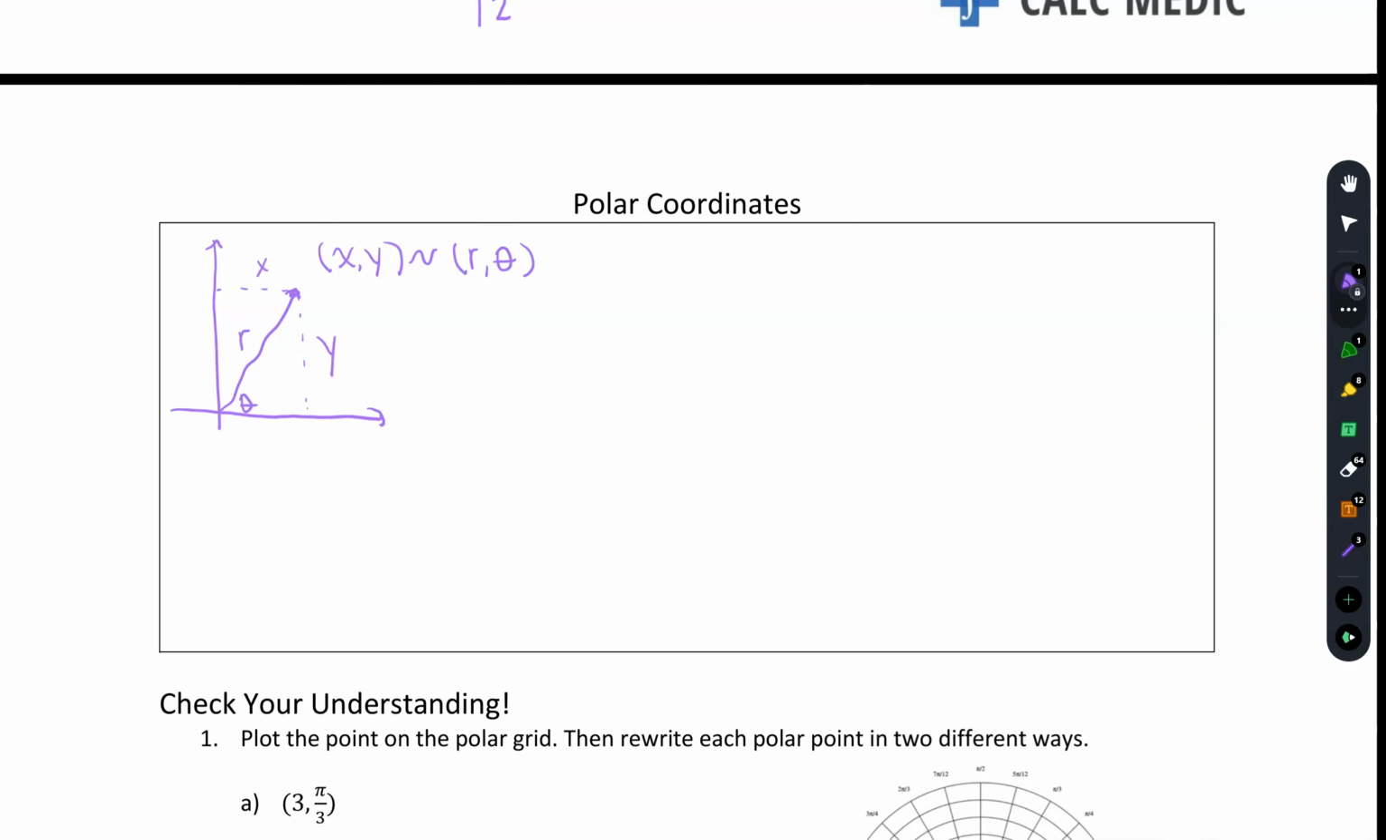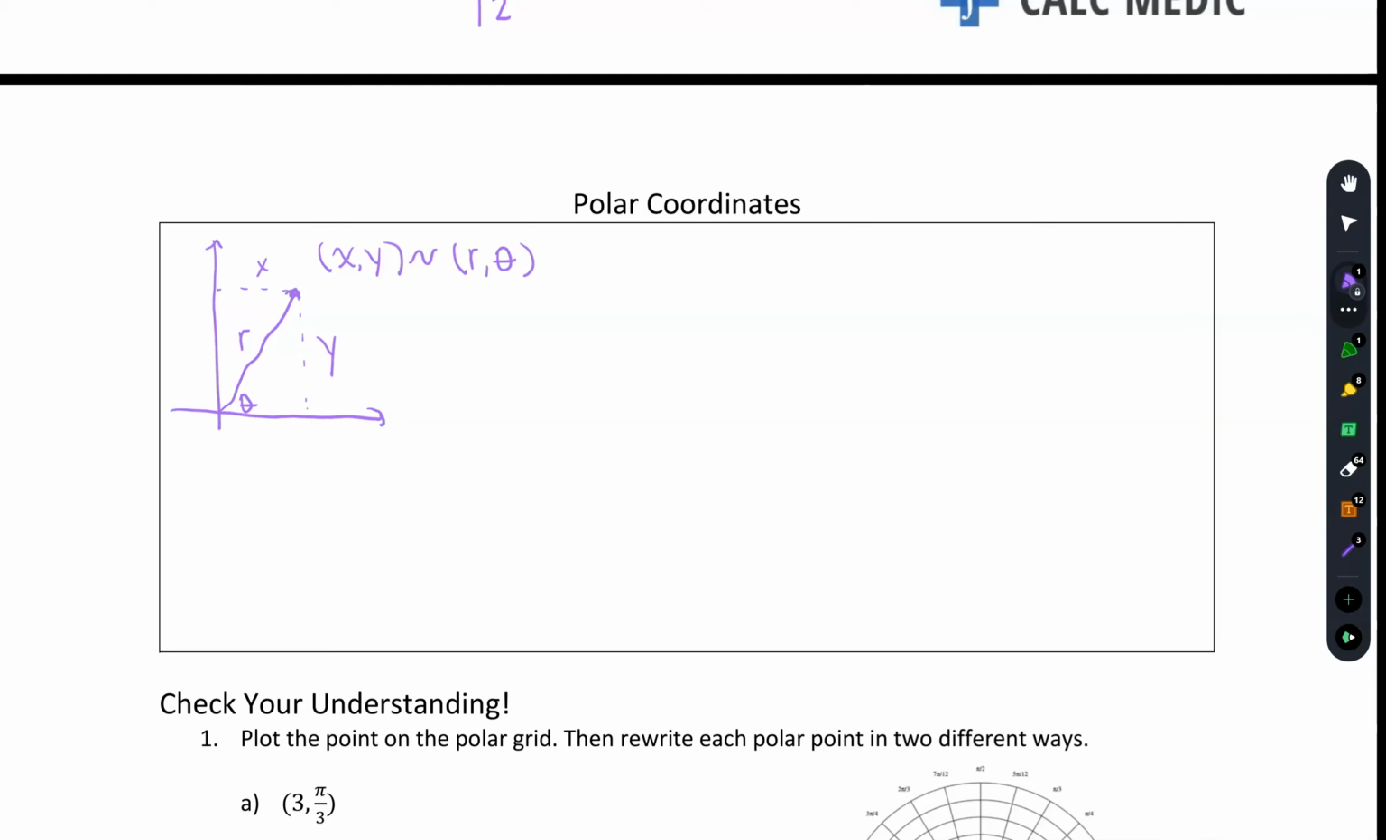Alright, so it says plot the point on the polar grid, then rewrite each polar point in 2 different ways. Okay, so 3, pi over 3. Okay, so that's a radius of 3, so 1, 2, 3, and then it's pi over 3. On the right one, 1, 2, 3, and pi over 3 is right there. So that's going to be point A.